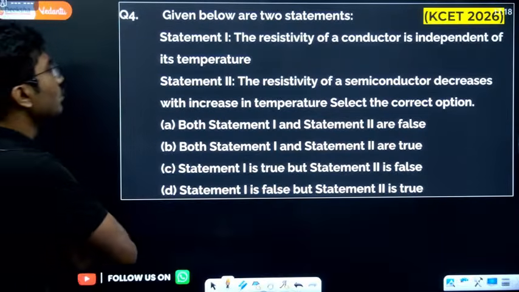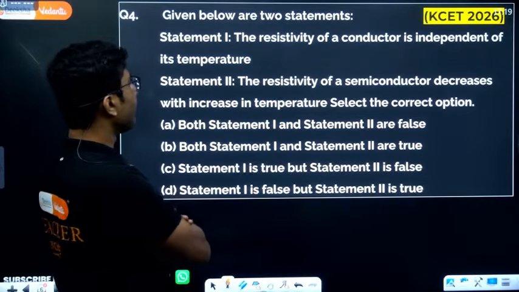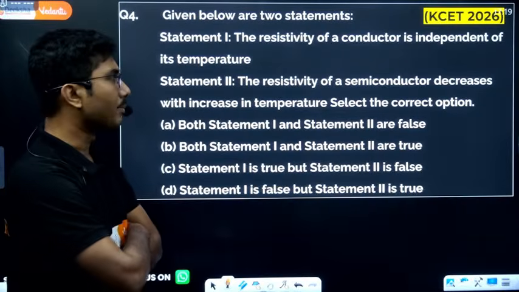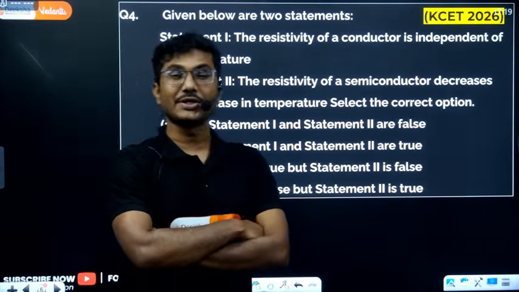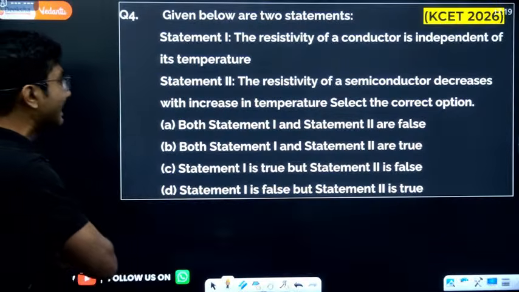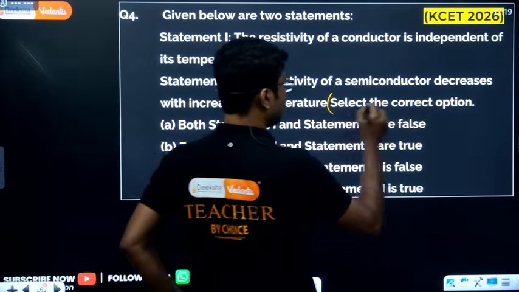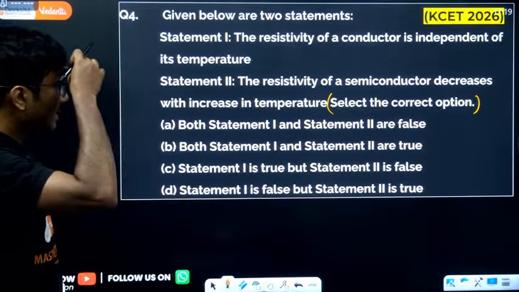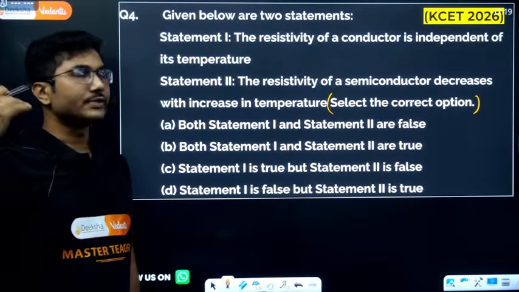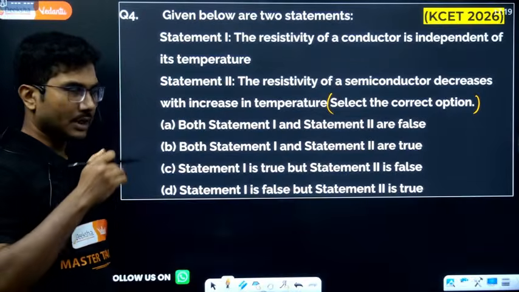Given below are two statements. Statement number 1, the resistivity of a conductor is independent of its temperature, which is not a correct statement. Resistivity of a conductor does depend on temperature, and if it is a conductor, if temperature increases, resistivity also increases. Statement 2, the resistivity of a semiconductor decreases with increase in temperature. Select the correct option. So obviously resistivity of conductors increases with increase in temperature, whereas resistivity of semiconductors decreases with increase in temperature. Semiconductors are exactly opposite to that of the conductors.